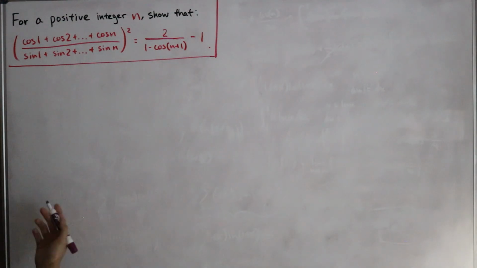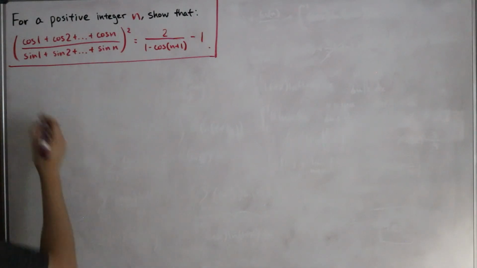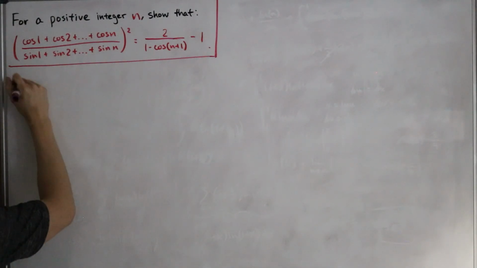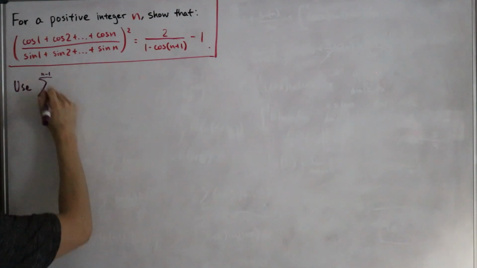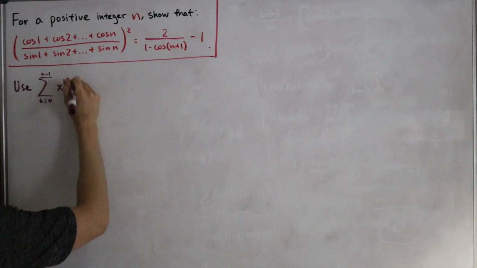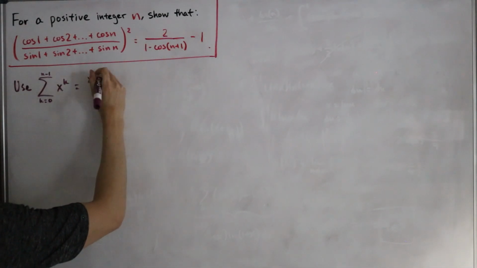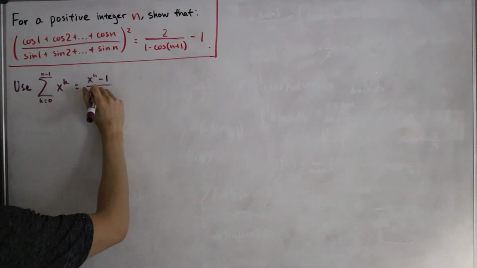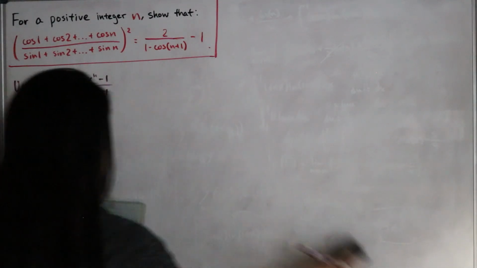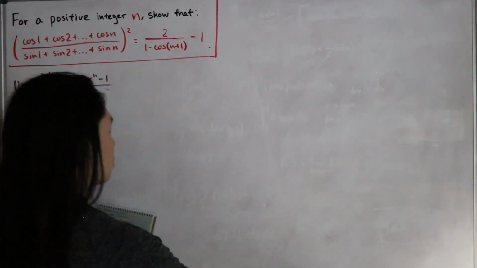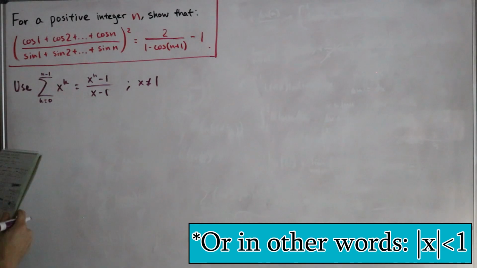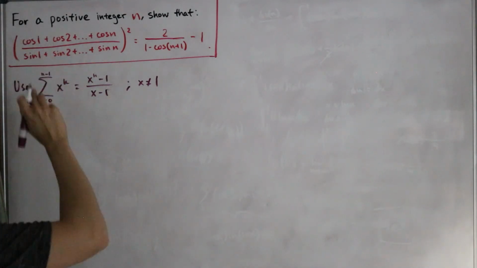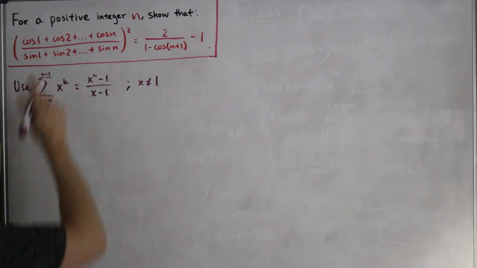It's worth noting that both of these sums can be expressed in the form of a partial geometric series. We'll use that the partial sum from k equals 0 up to k equals n minus 1 of x to the power k is equal to x to the power n minus 1 divided by x minus 1, of course with x not equal to 1. With this being the case, we can turn both our numerator and denominator into partial sums that we calculate one at a time.